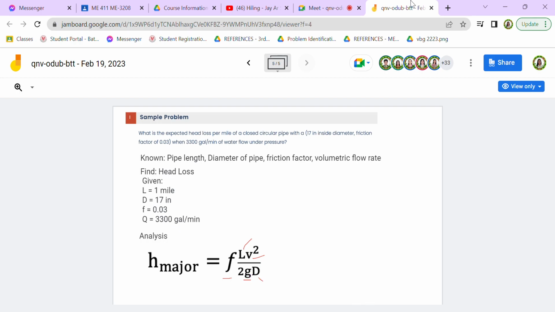So first, we need to know for the value of velocity. So start muna tayo sa formula ng flow rate. Flow rate is equivalent to velocity ng fluid multiplied by the area ng pipe. So velocity ng fluid is equivalent to volume flow rate ng fluid divided by area ng pipe. But before that, let's convert first all of these given here into a standard format.